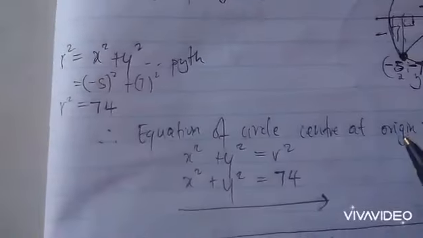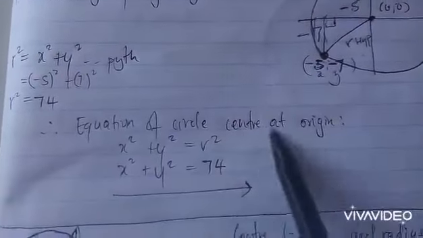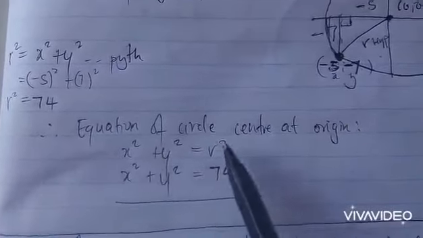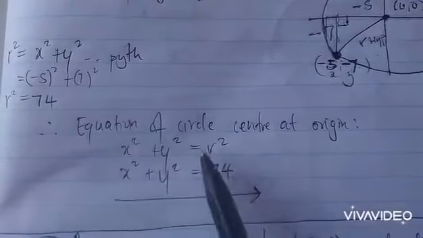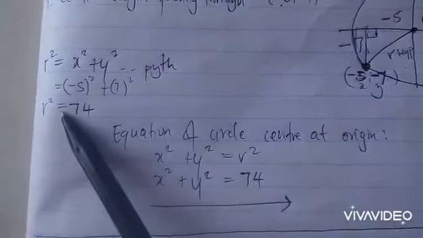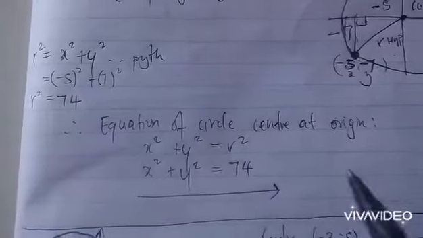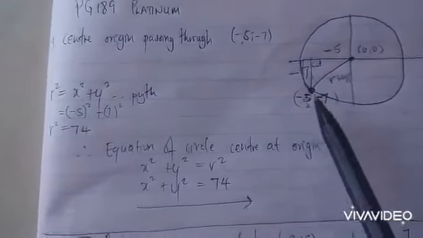Leave it at r squared so that when you find the equation of the circle, you'll say x squared plus y squared is r squared. That's the equation of the circle at the origin. Substitute your r squared, which is the one we got here. And that's it. You're done with the equation of the circle for this one.